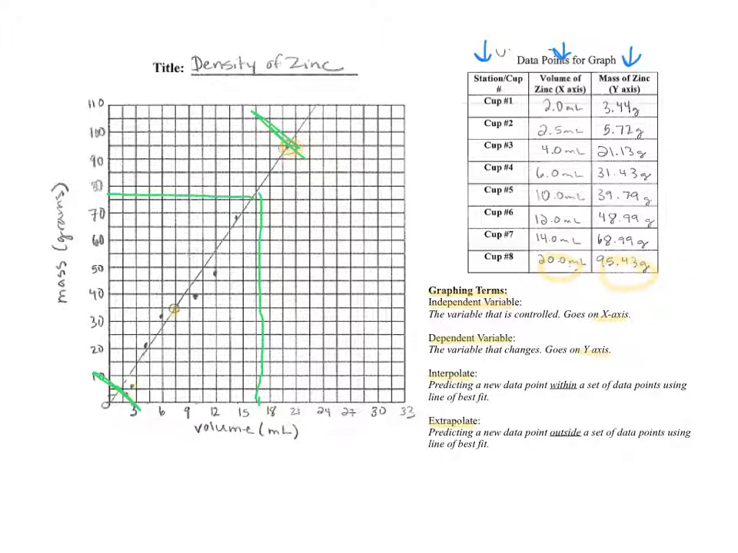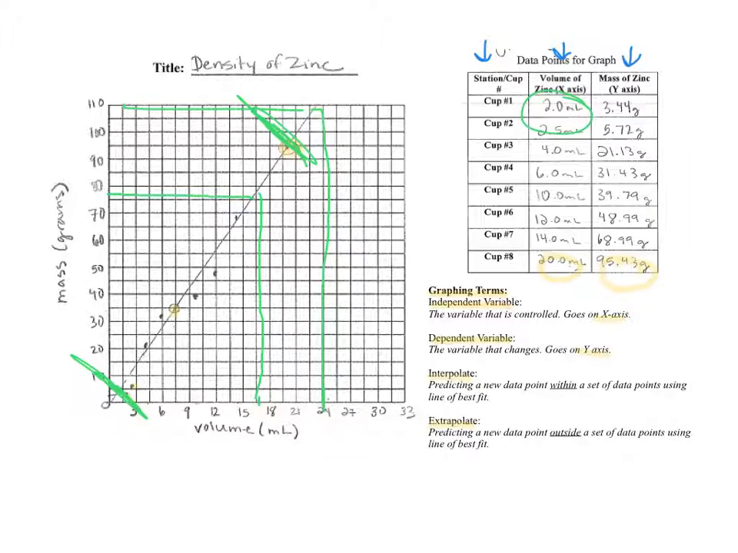It's between them. Extrapolation, prefix extra means outside. That means it would be outside the data points. So let's say our volume of zinc ends at 20 milliliters, but what if we wanted to know how much 24 milliliters would weigh? Well, if we went to 24, we had to extend the line here, we could go up and over, we could figure out about what that volume would be, but since it's outside of our known data points, it's considered an extrapolation.